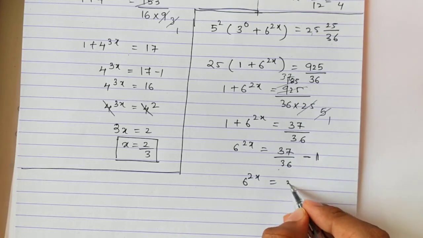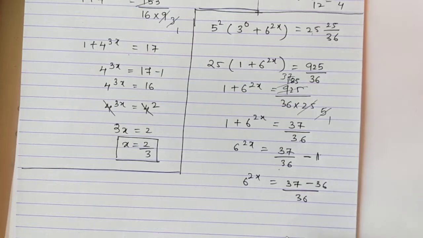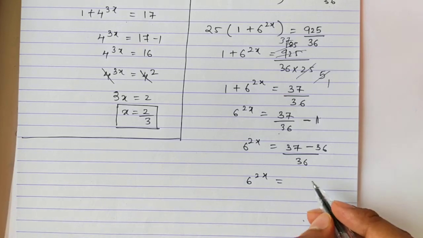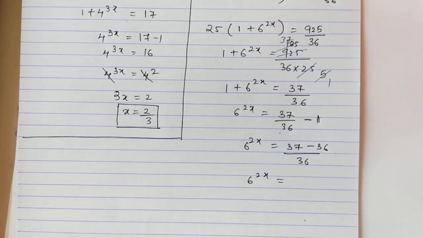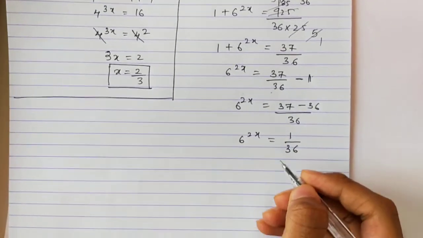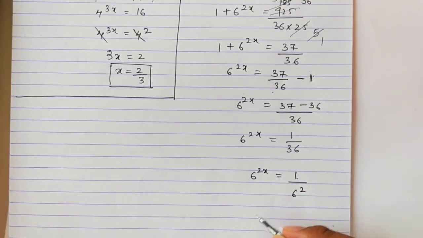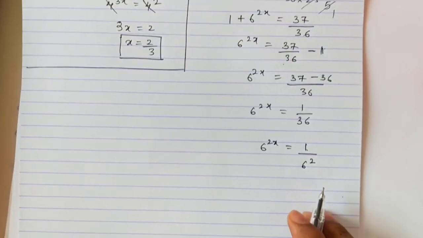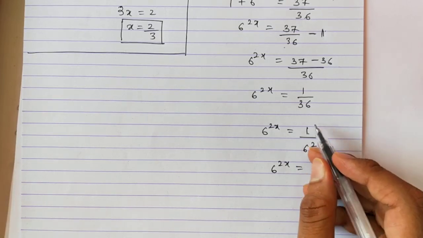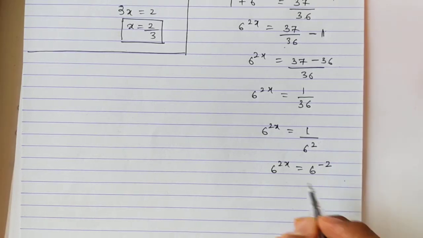Is equals to 37. This 36 will get multiplied. 36 into 1 is 36. 37 minus 36 is 1 upon 36. 1 upon 36 means 1 upon 6 square. 36 is nothing but 6 square. So this 6 square, when it comes in the numerator, it will become 6 raised to minus 2. Power changes sign when the number goes to the numerator. So 6 raised to minus 2.